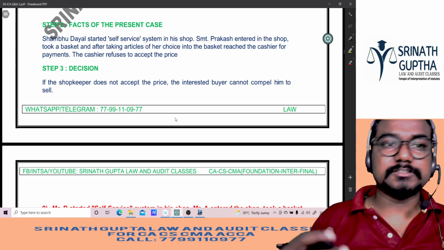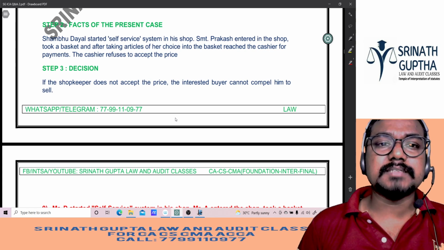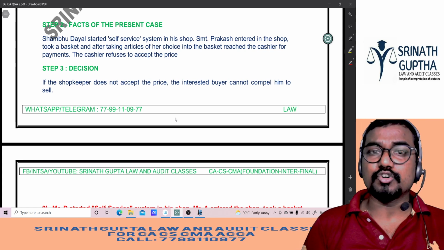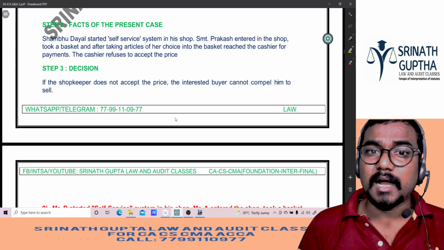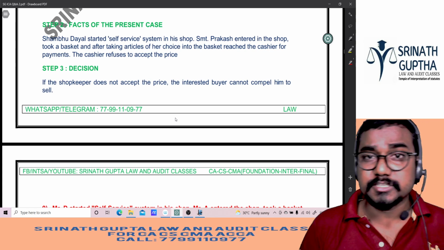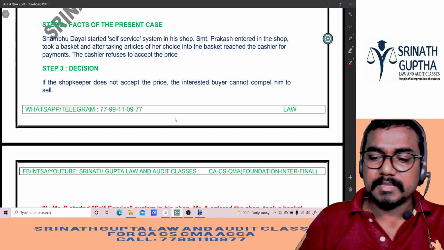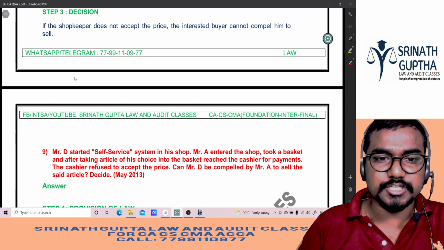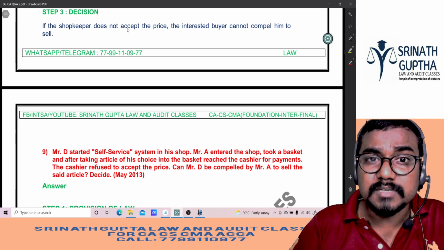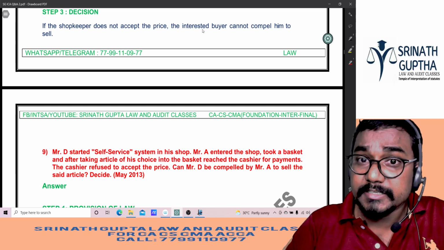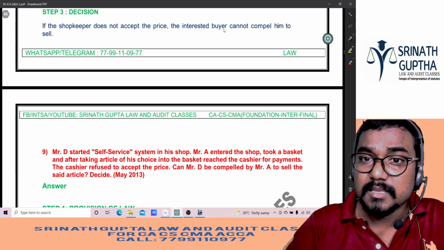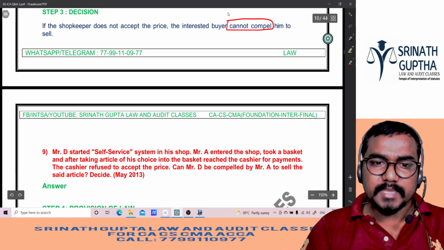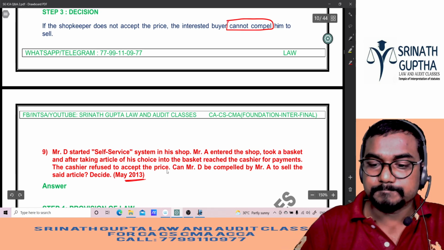So what happened? Facts of the present case. Step number 2. Shambhu Dayal started a self-service system in his shop, a supermarket. Srimati Prakash entered the shop. She took a basket, put the articles of her choice into the basket, and reached the cash counter for payment. But the cashier is refusing the offer given by Srimati Prakash. Step number 3. Decision. If the shopkeeper does not accept the price, the interested buyer, Srimati Prakash, cannot compel him to sell. The same question came again in 2013, beta.